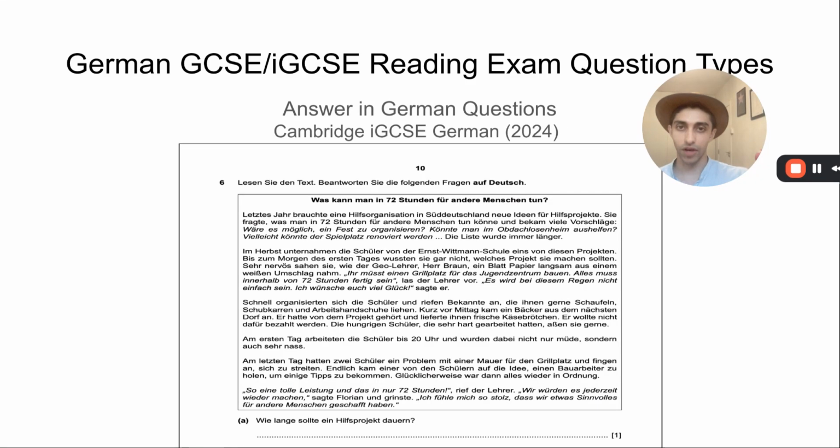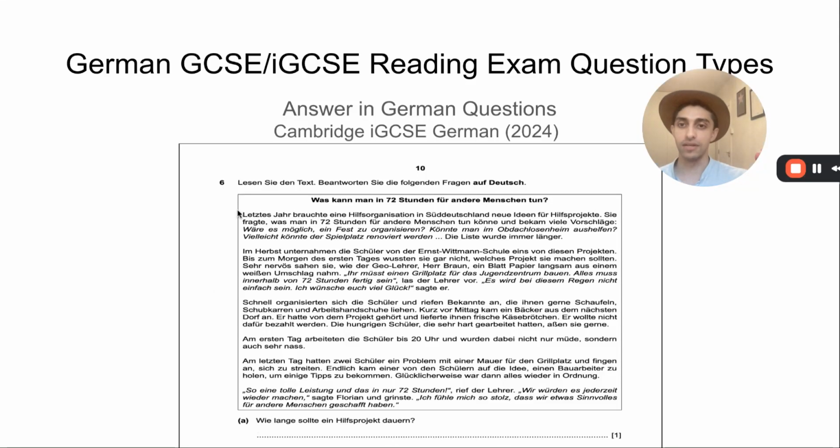Okay, and now moving on to our final question type, which is where you've got to answer in German. This example comes from a Cambridge iGCSE paper from 2024. So these are very similar in nature to questions where you've got to answer in English, but surprise, surprise, you've got to answer in German instead. And of course, the questions themselves should be written in German then too, as they are here.